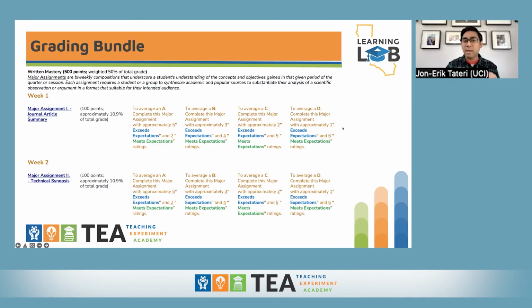Our next slide, I've also created a grading bundle. Other instructors who have incorporated specs grading bundled their assignments, which I do as well. But I've also taken it one step further and bundled the expectations, the course learning objectives, if you will. As you can see here, for major assignment number 1, a journal article summary, to average an A, they have to get approximately 5 E's and 2 M's on average. So it really focuses on consolidating the objectives, but also keeping track of them and making them front and center as opposed to the points.